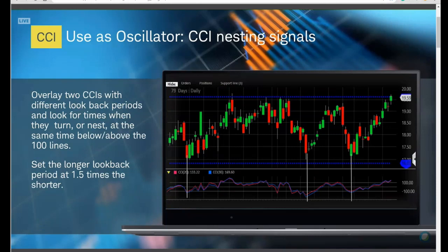Here's another way to use multiple lines. This is kind of interesting. This is called the nesting method. All right.